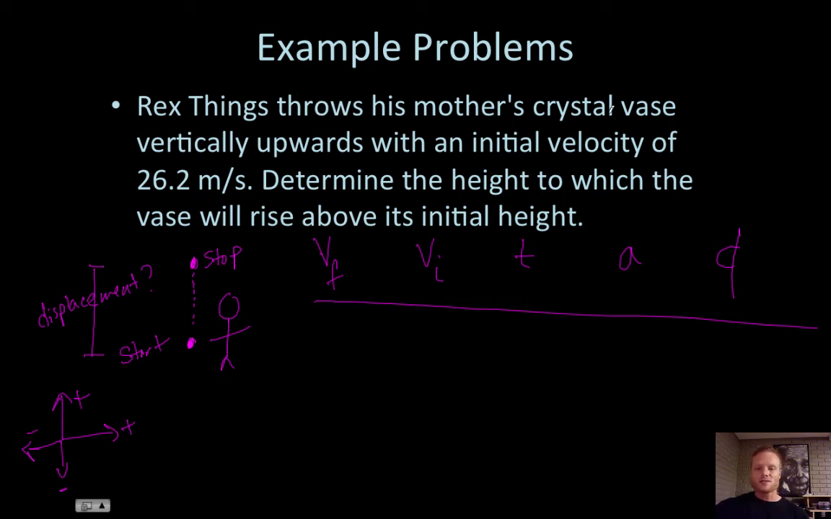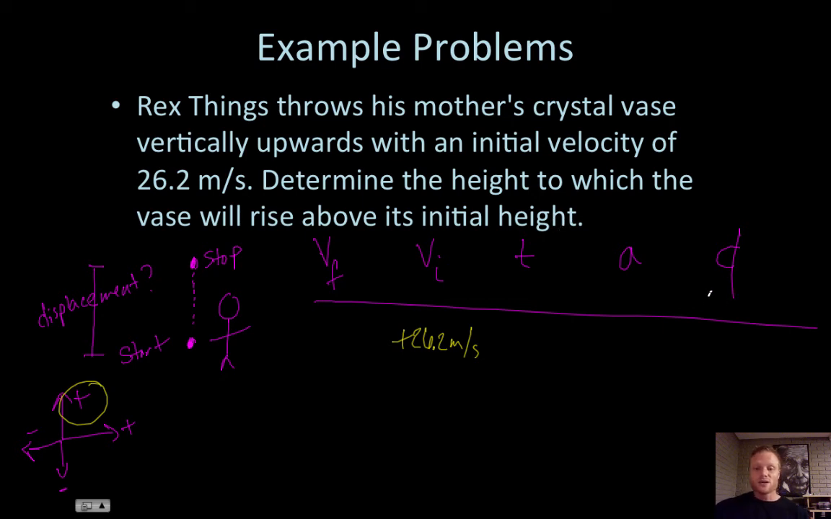Rex throws his mother's crystal vase vertically upward with an initial velocity of 26.2 meters. All right, so this time they tell me the initial velocity is 26.2 meters and it's going up. So what is the sign convention of up? It is positive. So this is a positive 26.2 meters per second. Determine the height to which the vase will rise above its initial height.